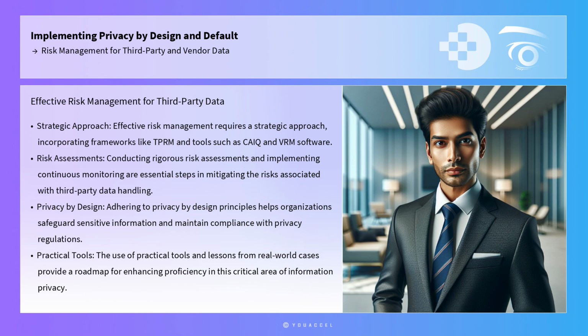In conclusion, effective risk management for third-party and vendor data is a multifaceted process that requires a strategic approach, incorporating frameworks like TPRM, tools such as CAIQ and VRM software, and contractual safeguards. By conducting rigorous risk assessments, implementing continuous monitoring, and adhering to privacy by design principles, organizations can mitigate the risks associated with third-party data handling, safeguard sensitive information, and maintain compliance with privacy regulations. The lessons learned from real-world cases and the application of practical tools provide a roadmap for professionals seeking to enhance their proficiency in this critical area of information privacy.